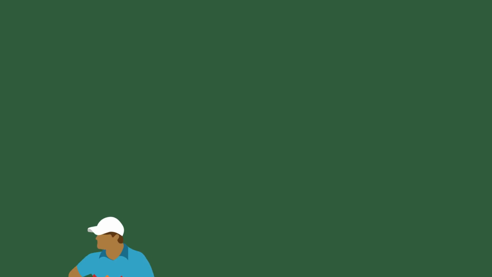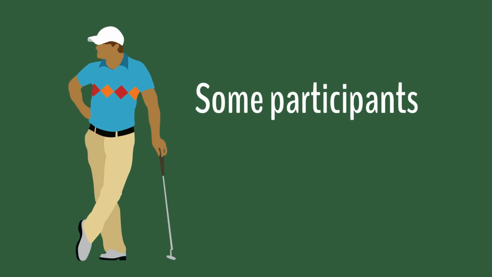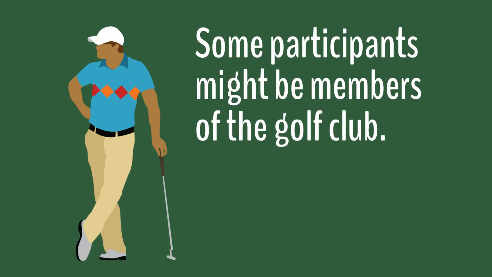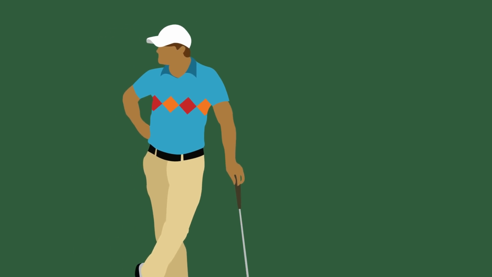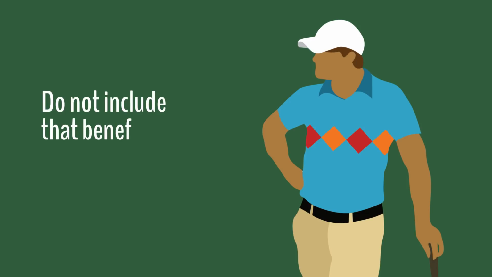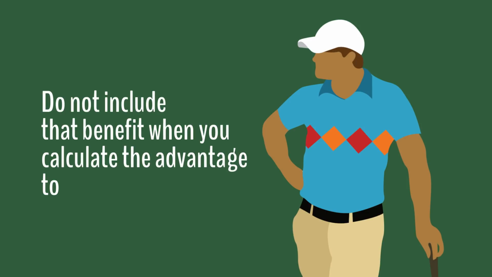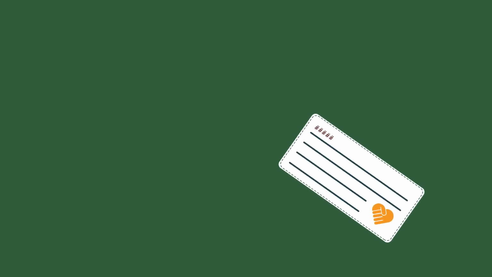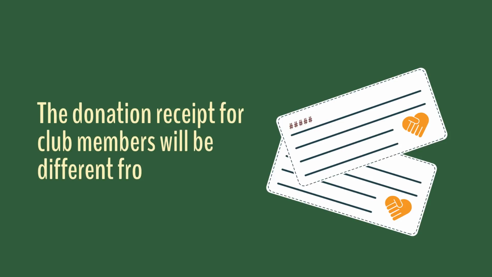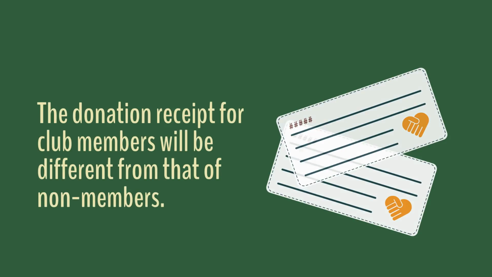Other situations could apply. For instance, some participants in the tournament might be members of the golf club where the tournament is being held. Their membership might include the use of a golf cart. In such a situation, do not include that benefit when you calculate the advantage to the participant. This means that the amount on the donation receipt for club members will be different from that of non-members.